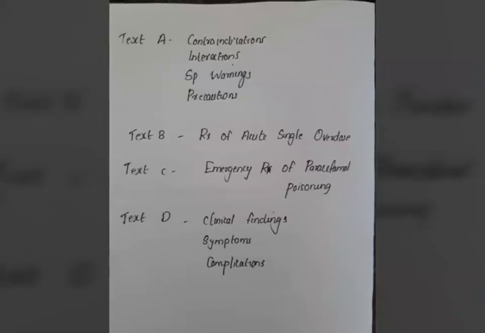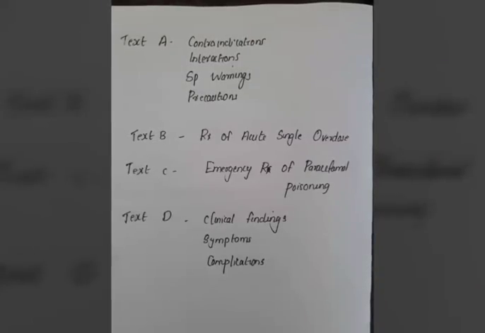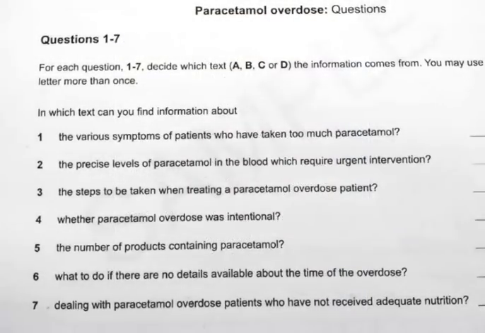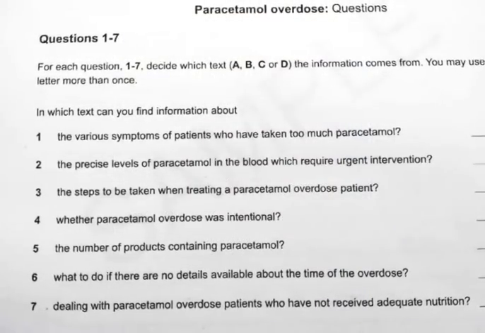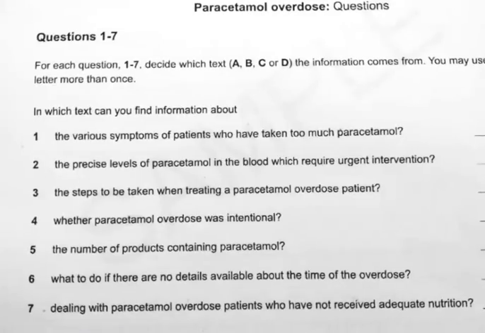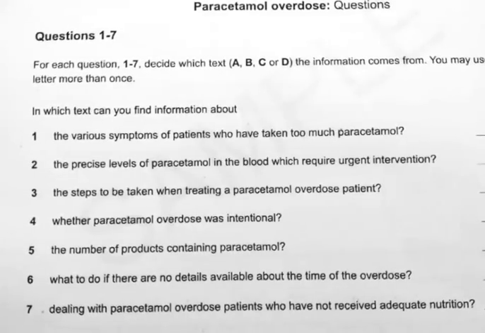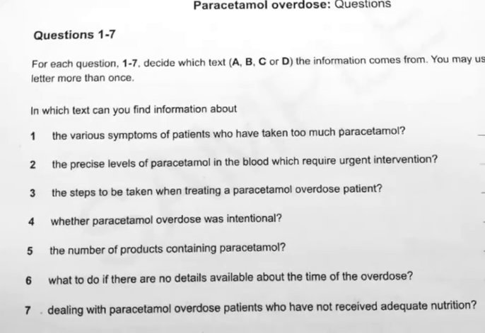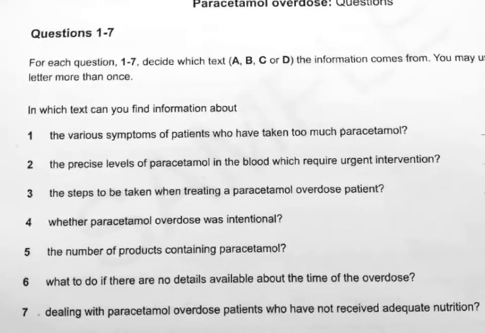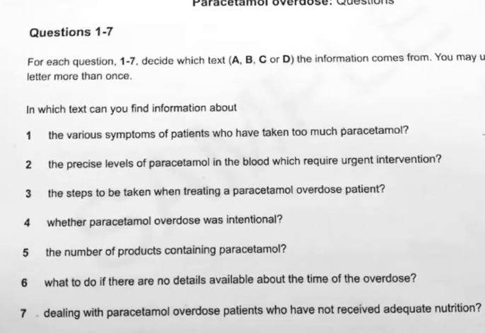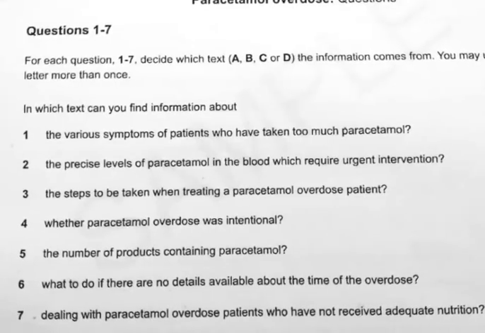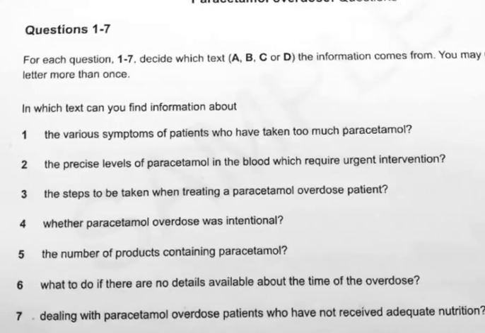Once you start to read the question, the first thing we have to do is understand what the question is. How can we understand the question? For that, it is necessary to identify the keywords of the question. Let's see the first question: the various symptoms of patients who have taken too much paracetamol. Questions 1 to 7 are of the match-the-following type, so we have to identify which paragraph contains the specific information. The keywords in this sentence are symptoms as well as taken too much paracetamol. This is how we identify the keywords.